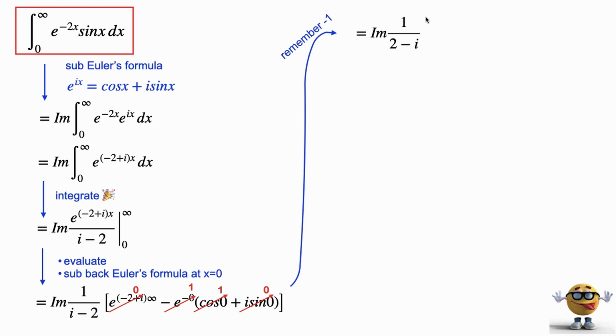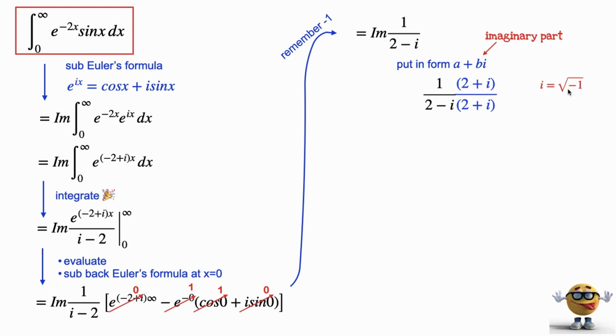Okay, cool beans. So how do we find the imaginary part of this? Well, we need to put it into the form of a plus bi, where a is the real part and b is our imaginary part. So to do that, we're going to take our fraction and multiply the top and bottom by the conjugate, 2 plus i. And knowing that i equals the square root of negative 1 and i squared, therefore, is negative 1, if we expand this out and simplify, what we'll get is (2 plus i) divided by 5.